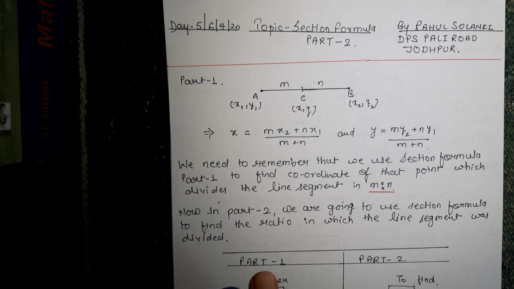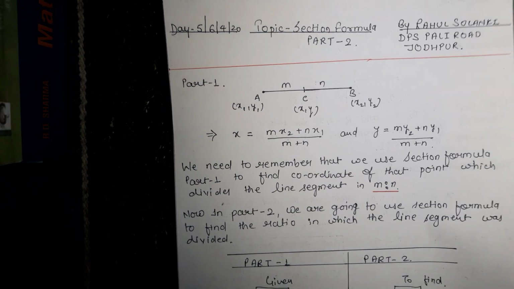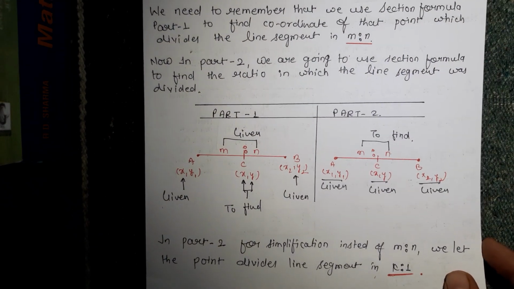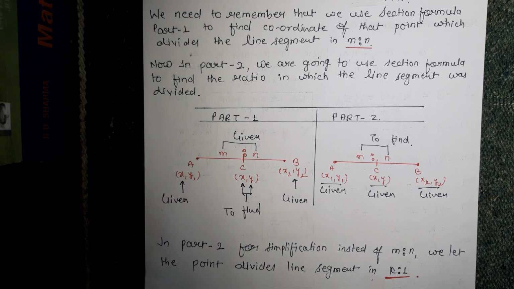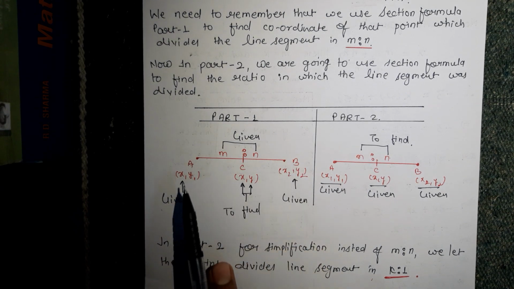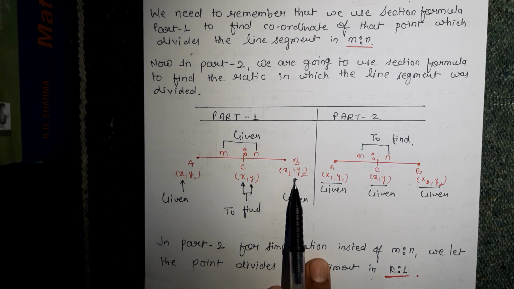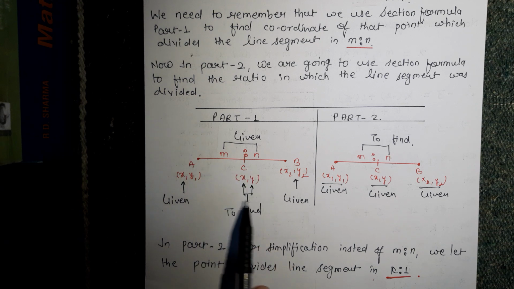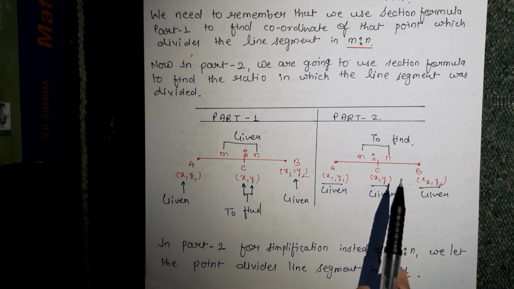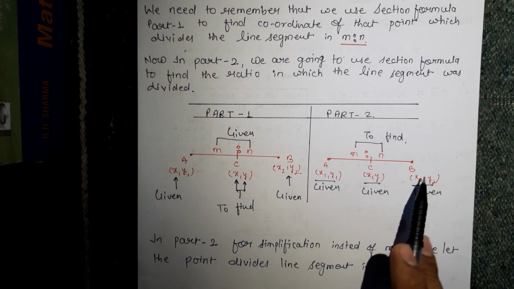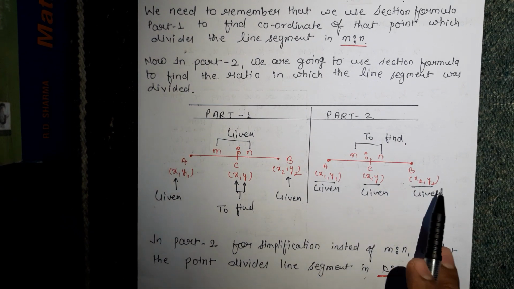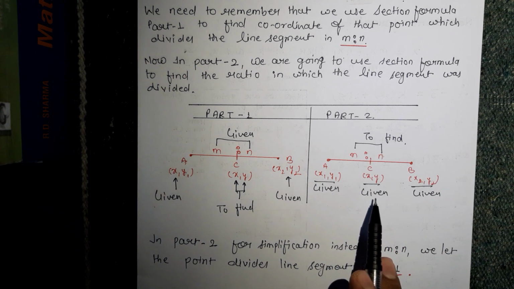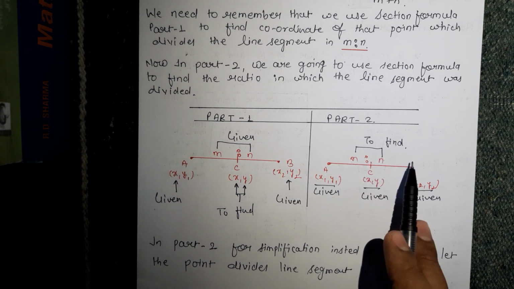But in part number 2, we are going to use section formula to find the ratio in which the line segment was divided. So here I have concluded the result for you: in part number 1, a line AB was given with coordinates of A and coordinates of B. The ratio m:n was also given, and we need to find the coordinates of C. But in part number 2, the same line segment will be given, the coordinates of A and B will be given, but this time the coordinates of C will be given, and we need to find the ratio m:n.